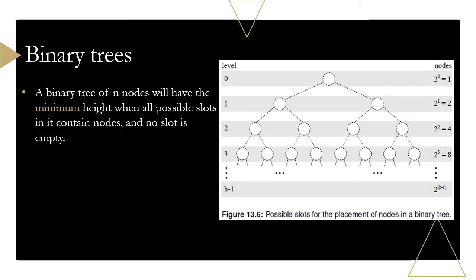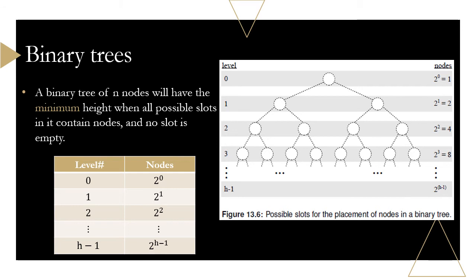A binary tree of n nodes will have the minimum height when all possible slots in it contain nodes and no slot is empty. In this picture, I show you all the possible slots that are available for node placement. The shortest tree will be obtained when none of the slots is empty. Every one of them contains a node.